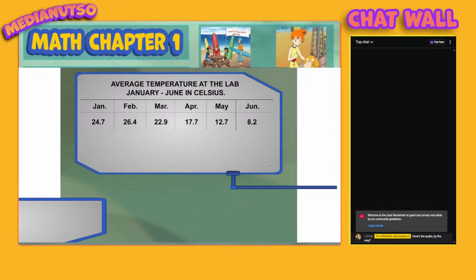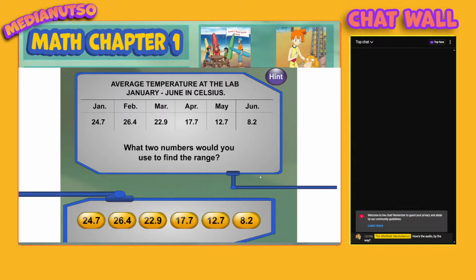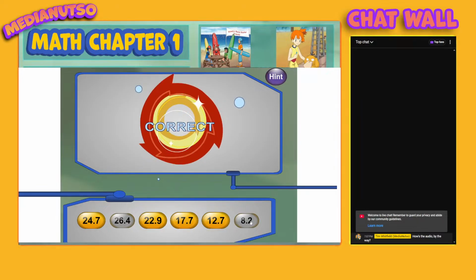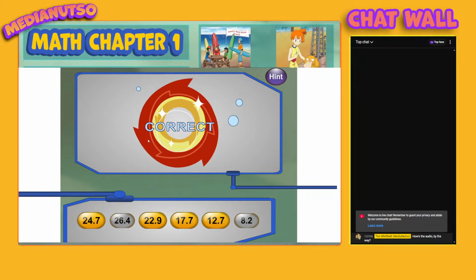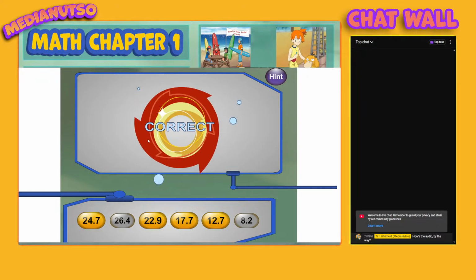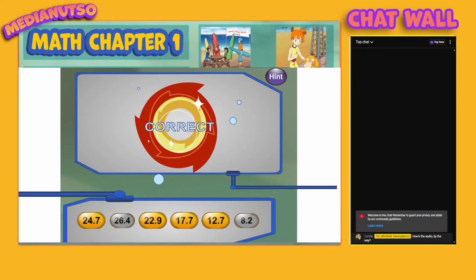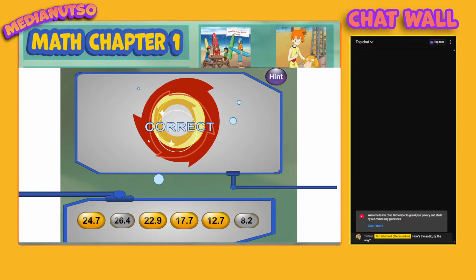Let's work through these questions about the dataset. Pick the correct answers for each question. What 2 numbers would you use to find the range? Right. The range is the greatest number in the dataset, less the least number. In this case, it's August's average temperature, 26.4 degrees Celsius, minus December's average temperature, 8.2 degrees Celsius.